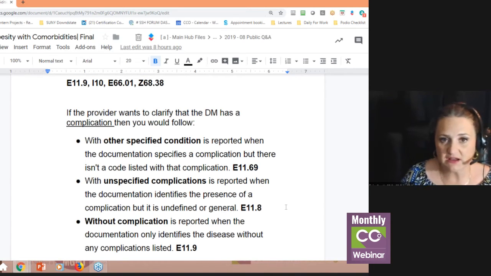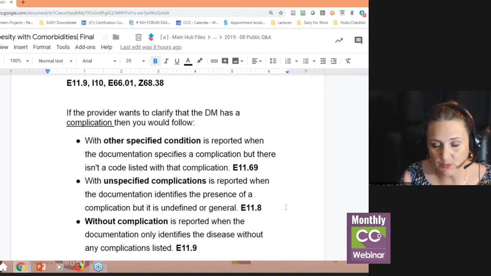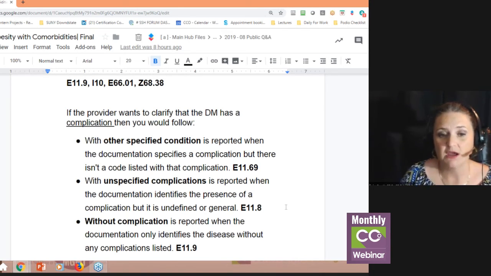Or if it's just without complication, so he's saying, no, we need to capture that the patient is obese and they have a BMI that establishes that they're a class 2, but they're diabetic and they have hypertension. So these are all separate. I'm not putting them together. Then you've got your E11.9.